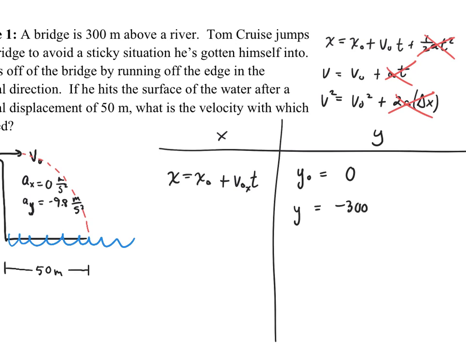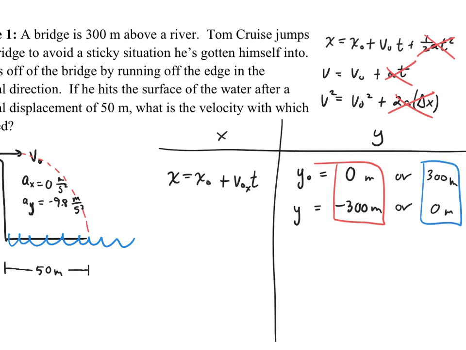Anyone have another? It's correct. Anyone have another way we can write this? Janisi. We can say y naught is 300 and y is 0. So either way works, but you need to be consistent. If you're going to use this arrangement, you need to use 0 and then negative 300. Or you could say it starts at 300 and it ends at 0. But in either problem, it won't matter.